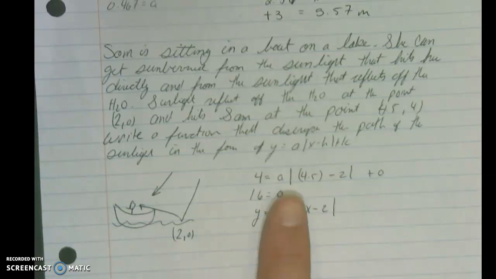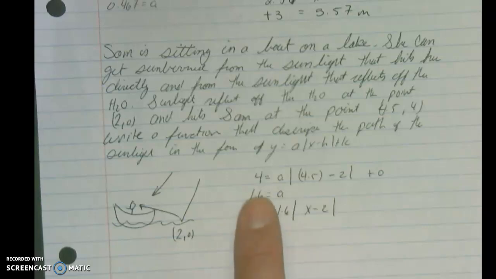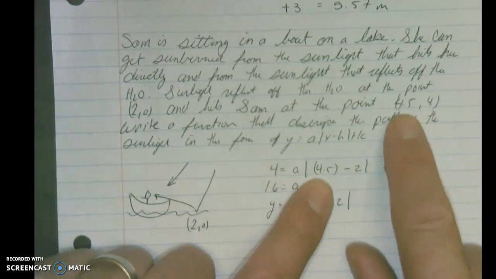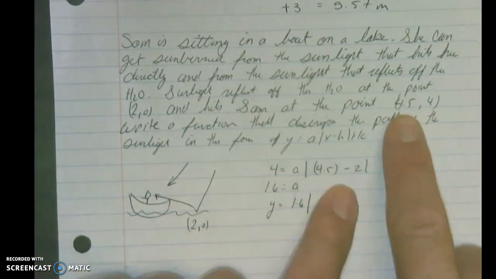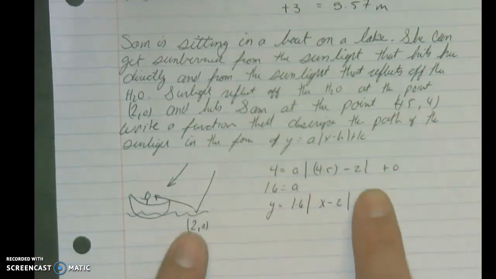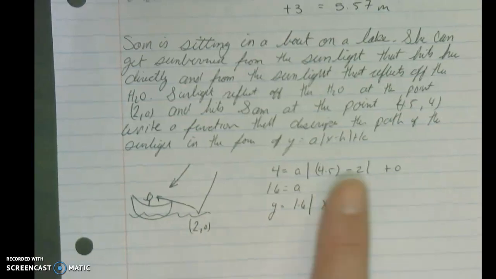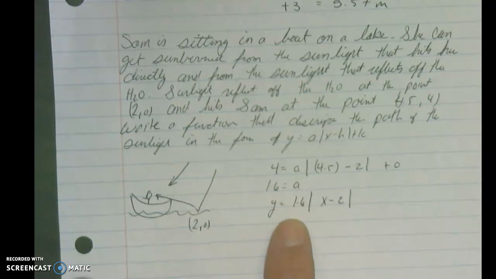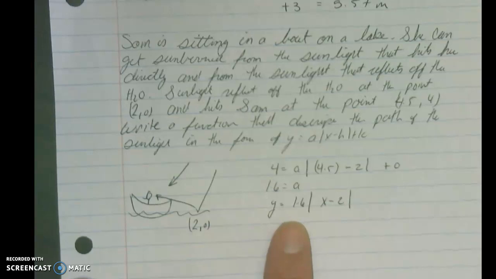So 4 is my y. I got that from there. There's my 4.5. That's my x. Minus 2 is my vertex, and that's my 0. So then I solve for it. a is equal to 1.6. So my equation is y is equal to 1.6 times the absolute value of x minus 2.